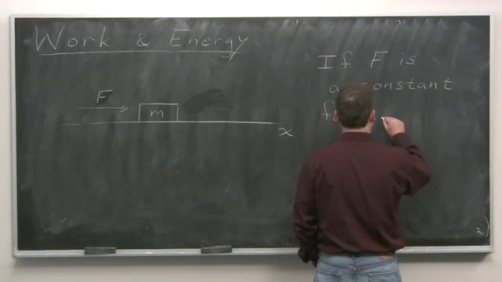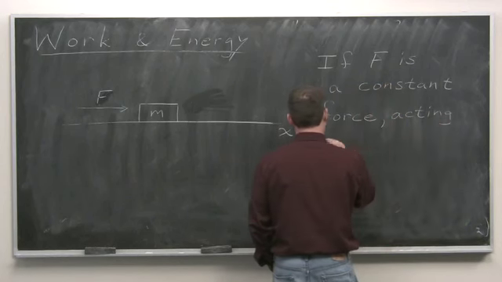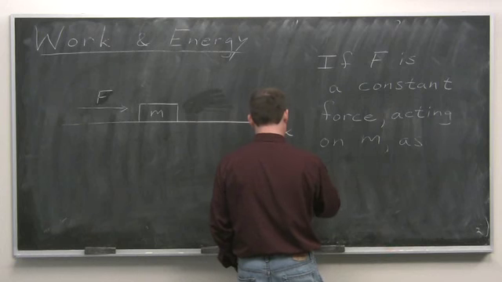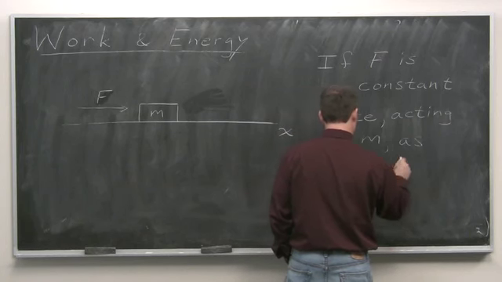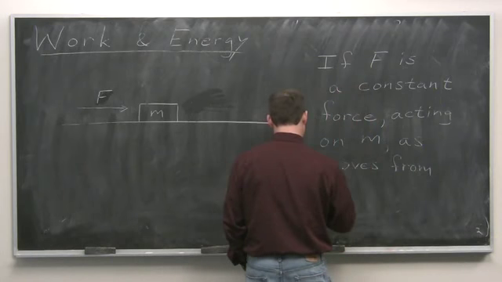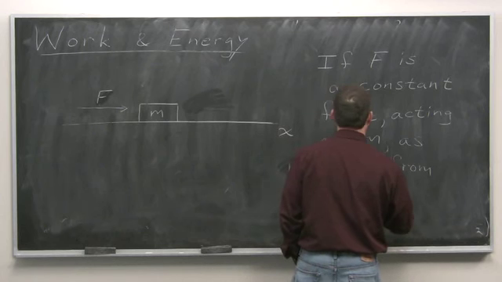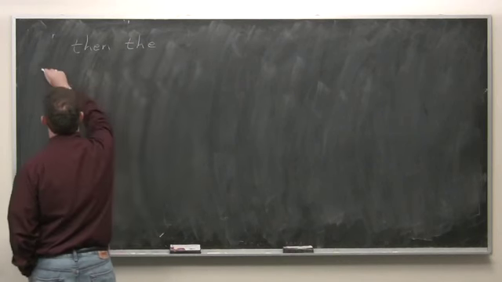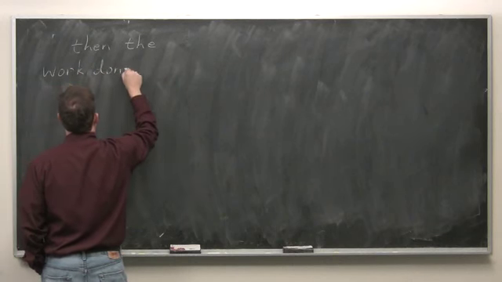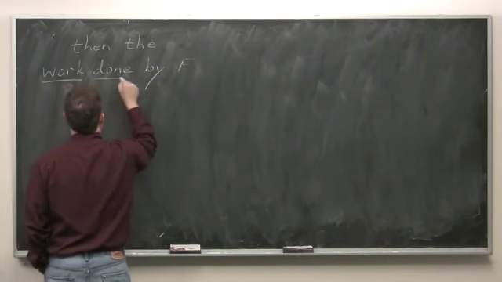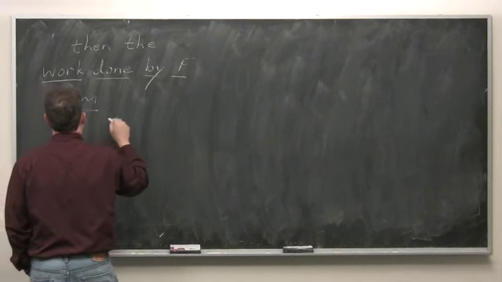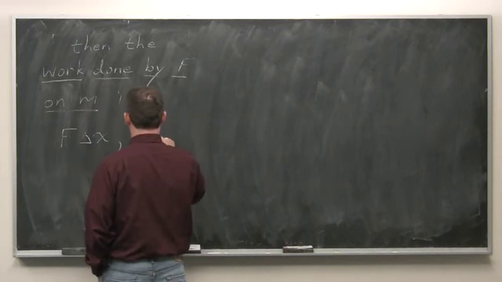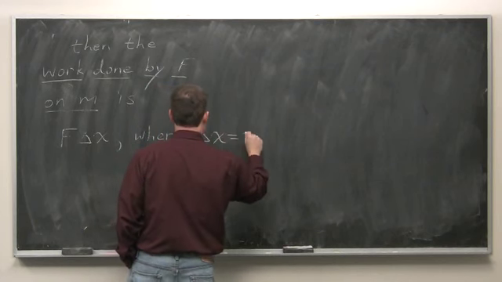If F is a constant force acting on m, and as m moves from some initial x-coordinate, x0, to some final x-coordinate, x1, then the work done by F on m is just F times the displacement. So F times delta x, where delta x is this change in the x-coordinate. So the displacement.